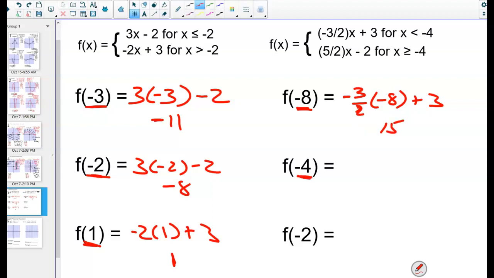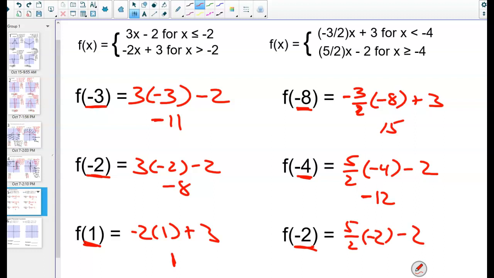Then negative 4 is greater than or equal to negative 4. So it's 5 halves times negative 4 minus 2. Negative 4 times 5 halves is negative 10. Minus 2 is negative 12. And then negative 2 is greater than or equal to negative 4. So 5 halves times negative 2 minus 2. 5 halves times negative 2 is negative 5. And negative 5 minus 2 is negative 7.